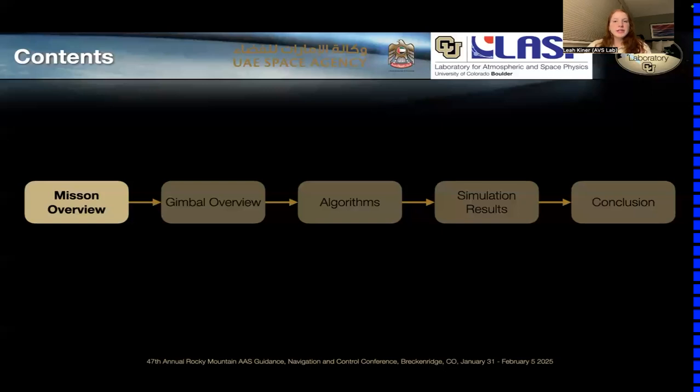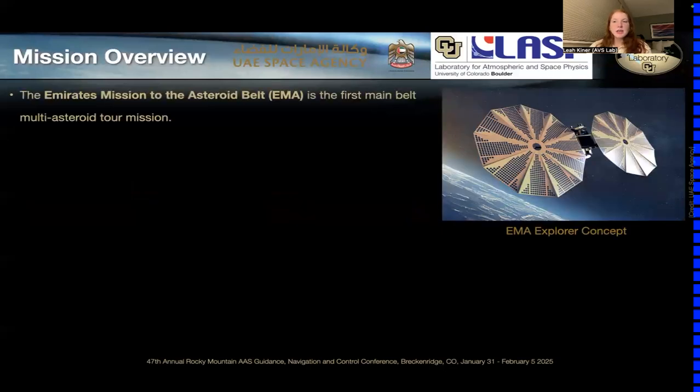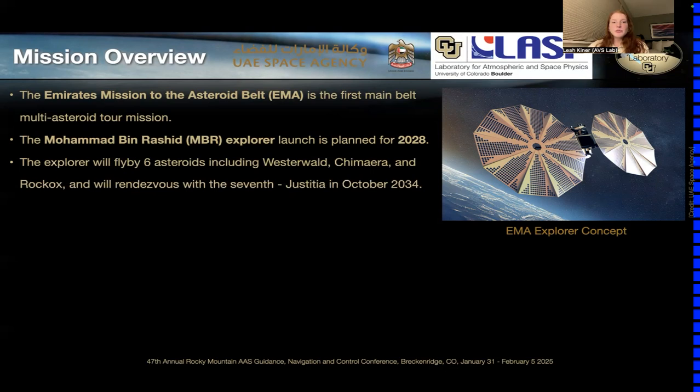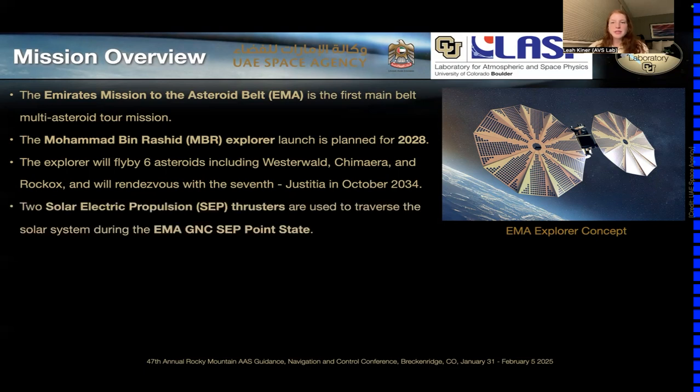So first, an overview of the EMA mission. The Emirates mission to the asteroid belt is the first main belt multi-asteroid tour mission. The Explorer is named the Mohammed bin Rashid Explorer, and its launch is planned for 2028. The Explorer will fly by 6 asteroids and rendezvous with the 7th, named Justicia, in October of 2034. And the focus of this work is the 2 solar electric propulsion subthrusters, which are used to traverse the solar system during the EMA GNC setpoint state.